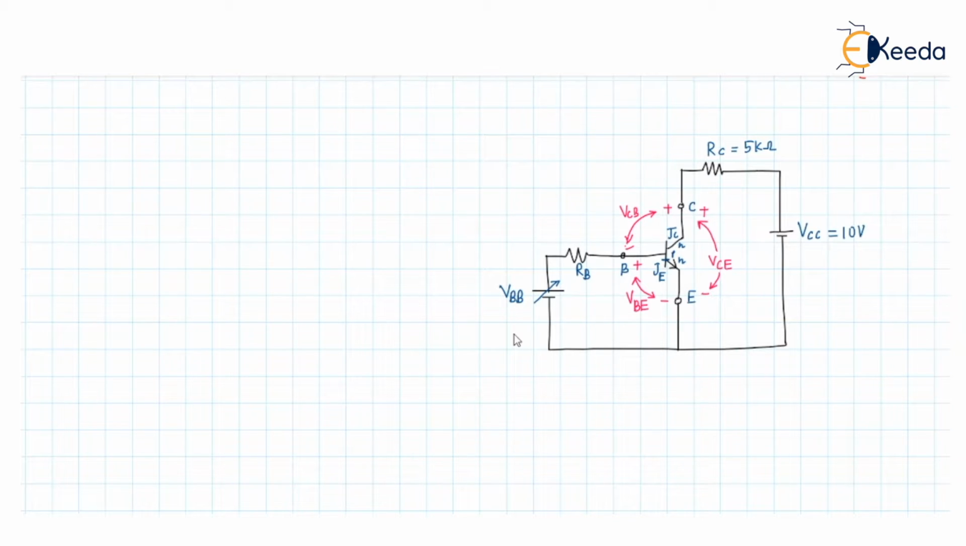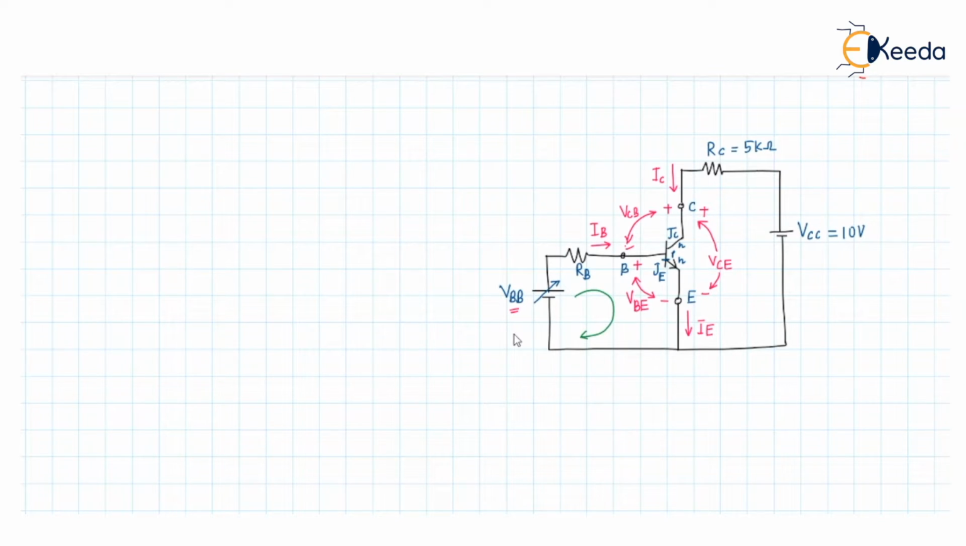So due to this VBB, some amount of current will flow into the base terminal, and some amount of current will flow into the collector terminal, and current will go out of the emitter terminal. Now, if we apply a KVL in the input loop, the input loop looks like this.